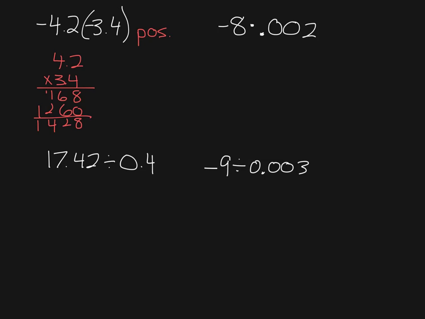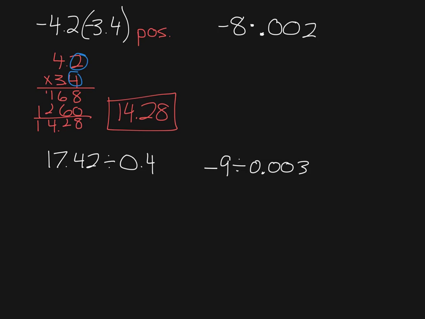And there's the 1. Now I count my number of decimal places. That's 1 decimal place, 2 decimal places, so my answer needs to have 2 decimal places. So that's going to go right there. My answer is positive 14.28.